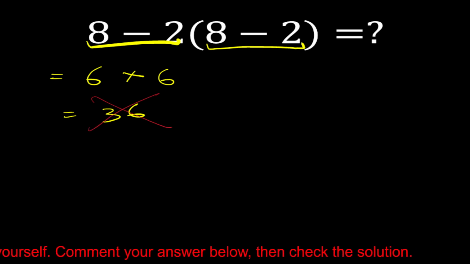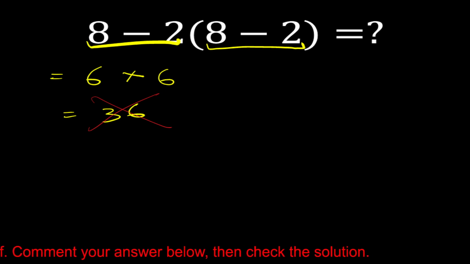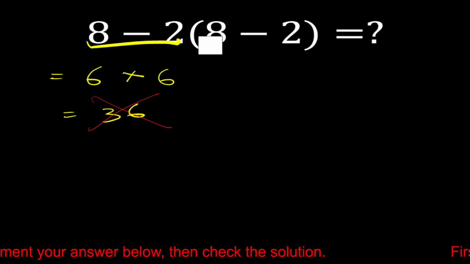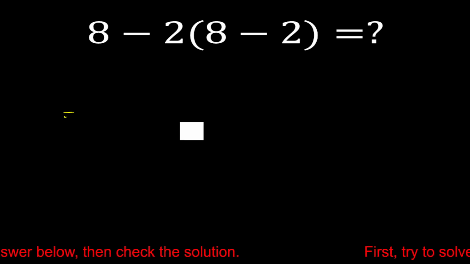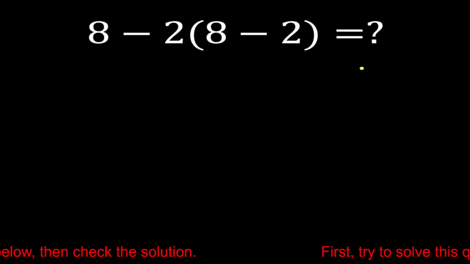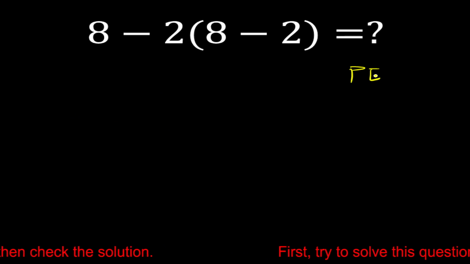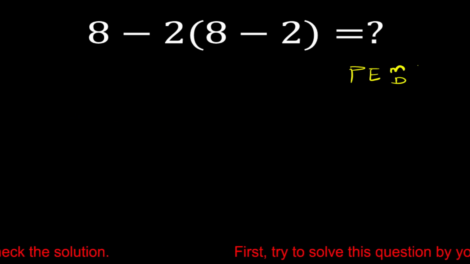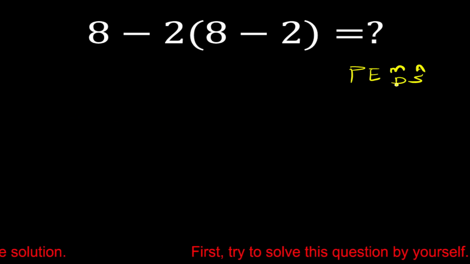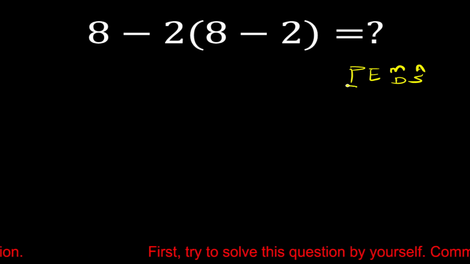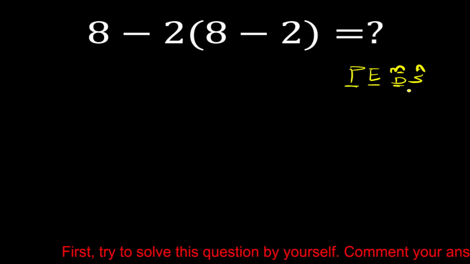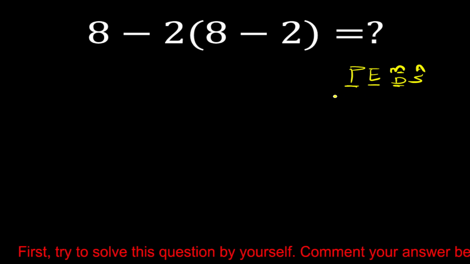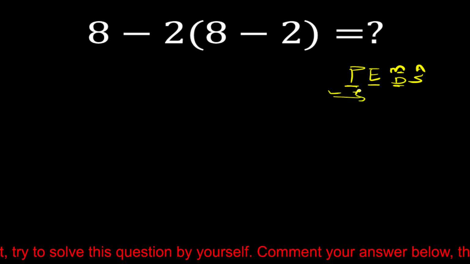Okay. Now let's solve this problem correctly by using the PEMDAS rule. PEMDAS. According to the PEMDAS rule, first priority is parenthesis, then exponents, then multiplication and division, both have equal priority. So we have to solve it from left to right, okay?